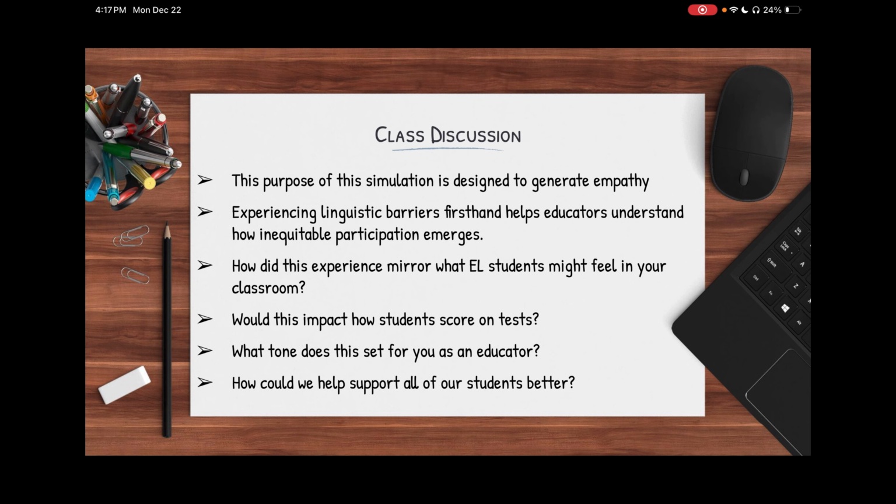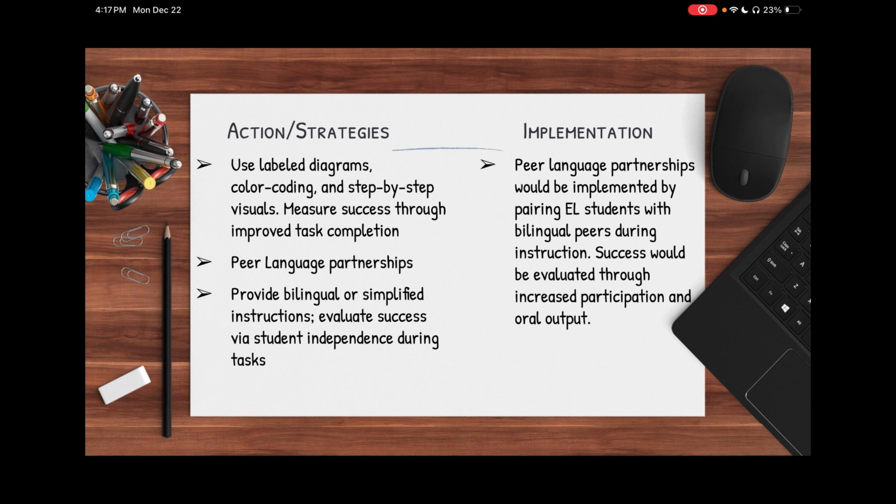How would this impact their goals throughout the year, their ambitions, stuff like that? And how can we help our students not feel like that? How can we encourage them to pursue those opportunities and strive for better goals?